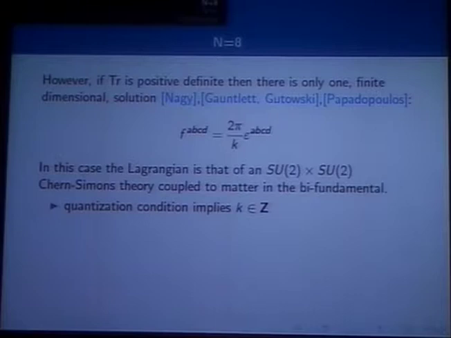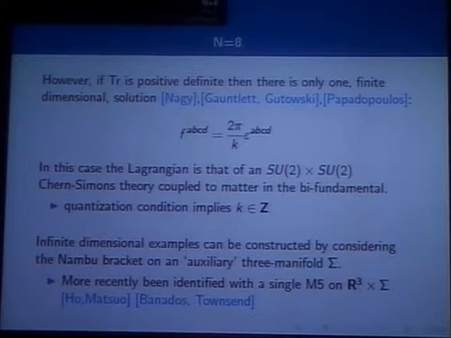And of course, I've written k like this because the standard Chern-Simons quantization rules tell you that k has to be an integer. And that's the thing that justifies the weak coupling limit, or I should say, gives you a weak coupling limit. On the other hand, there are infinite dimensional examples, and you can take the Nambu bracket on some three-manifold sigma. I just mention that here because more recently people have been thinking about this. We mentioned it in one of our papers, but people are now saying that actually you can think of this as being an M5 brane wrapped on R3 times sigma. And there are two papers about this. Well, there's more than two.